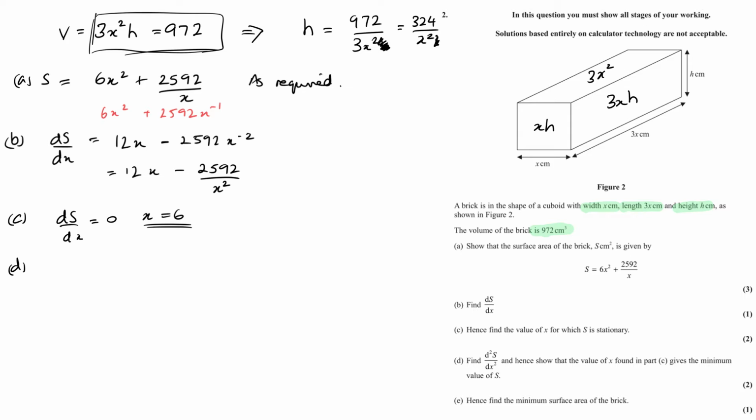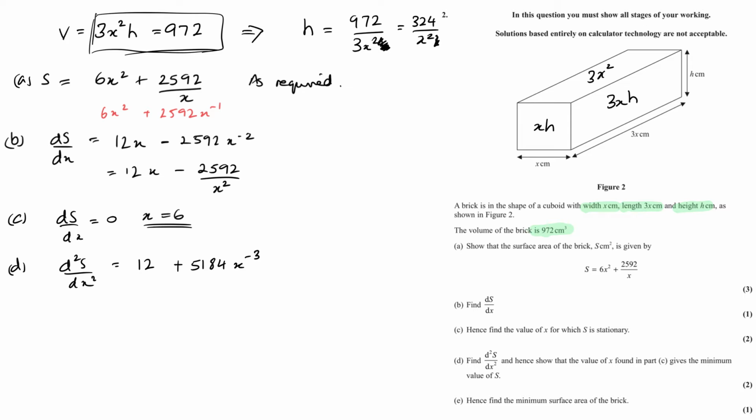So next we've got part D. We need to find d2s by dx squared. So that will give us 12. It's going to go to plus now. Obviously we're multiplying by the minus 2 there. So 2592 times 2, 5184. 5184x to the minus 3.